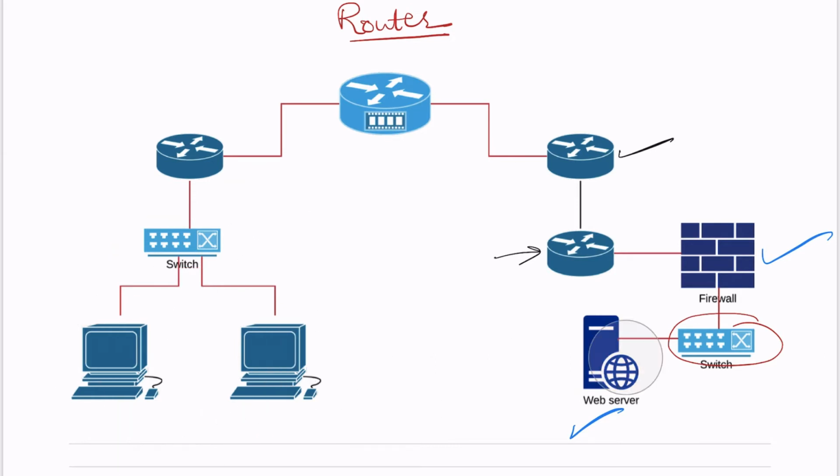So what does a router do? Routers basically help in forming the communication between different networks or subnets. Now what is a network? A network is a group of addresses, a common range of IP addresses. And what is an address? An address is an identifier on every device which participates in the communication.